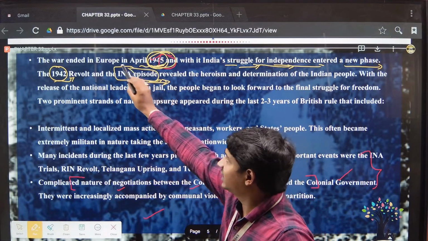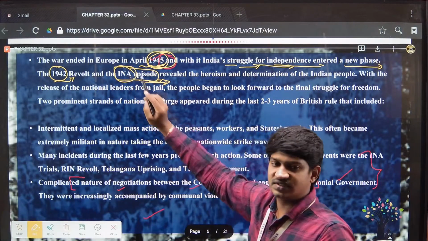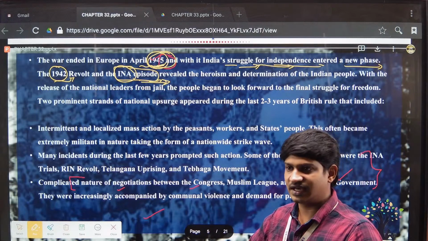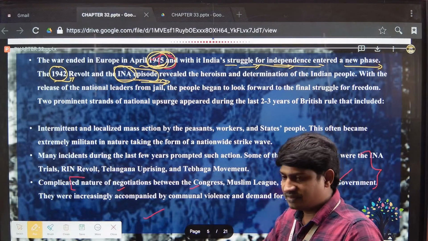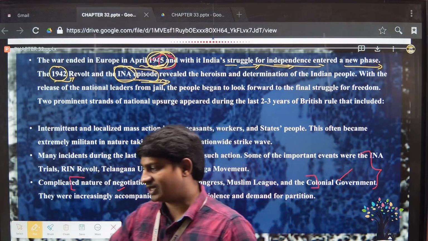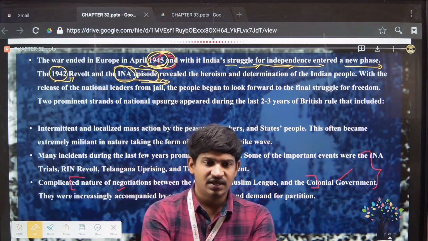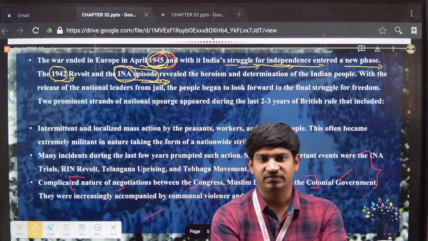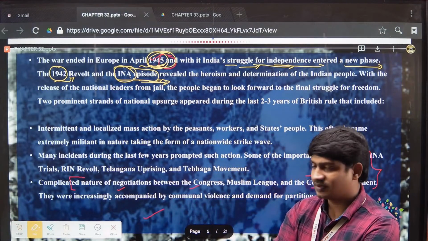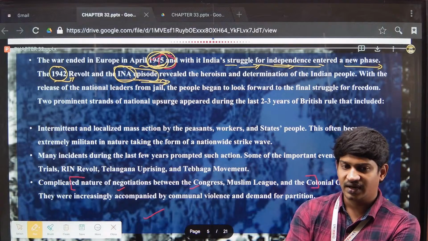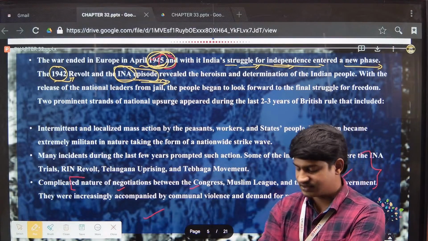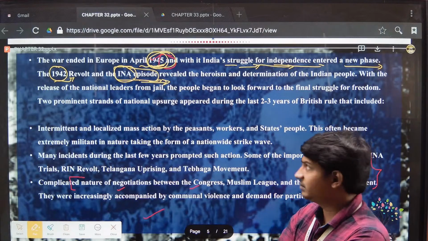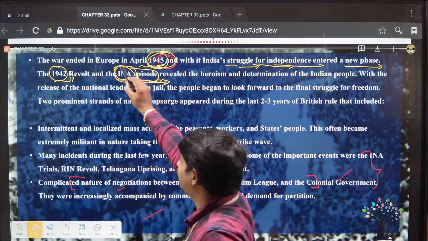That is the INA trials. Because of the INA trial, at the pan-India level, the people didn't accept the actions taken by the Britishers. Why didn't the people accept this? Knowingly or unknowingly, the Britishers had dragged India into the war. We were supporting, so how could you arrest our leaders and treat them brutally? That is the INA episode.